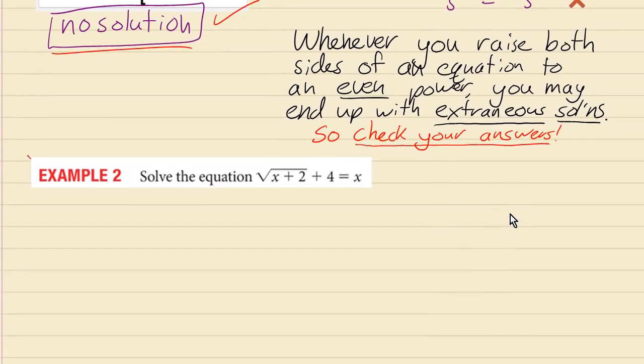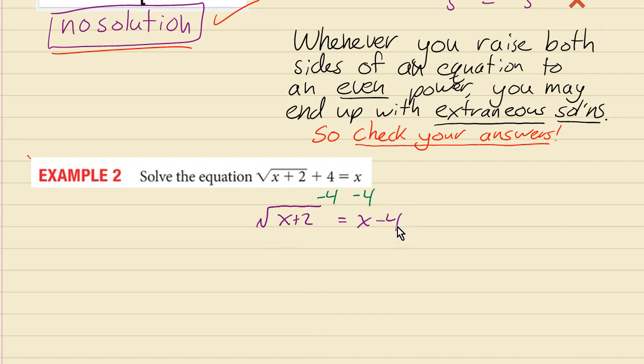Here's a more complicated example, and give yourself a pat on the back if you challenge yourself to solving it yourself without seeing my solution, but you don't have to. So let's try to solve this equation. First thing we're going to do is get the radical by itself. So we're going to subtract 4 from both sides, and that gives you the square root of x plus 2 by itself equals x minus 4.